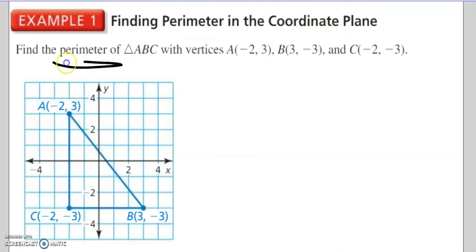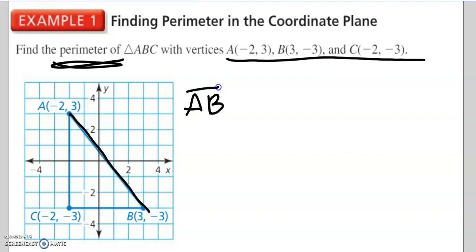It wants us to find the perimeter of this triangle. So already, perimeter, I'm thinking, okay, I've got to add up the sides, right? They give us the corners, the vertices, that's another word for corners, of this polygon, of this triangle. Perimeter means I'm going to need to find this length, we'll call that AB, the length of segment AB. I'm going to need to find the length of segment CB. And I'm going to need to find the length of segment AC. Remember, then for perimeter, I can add them all together.